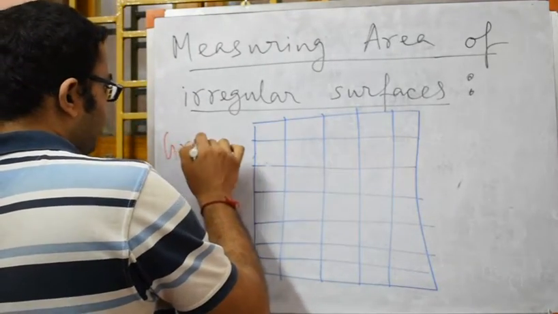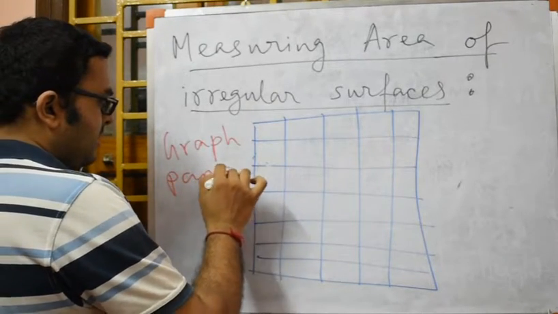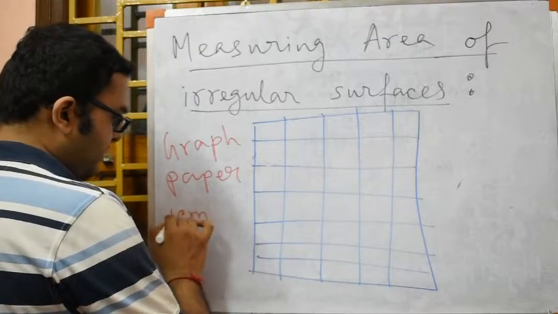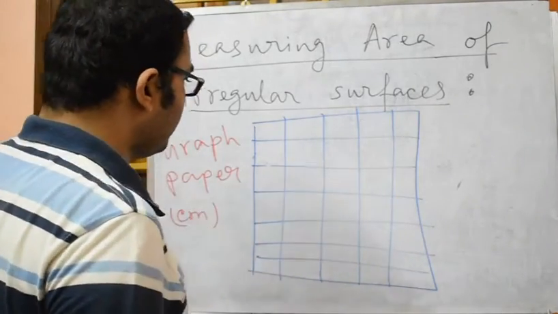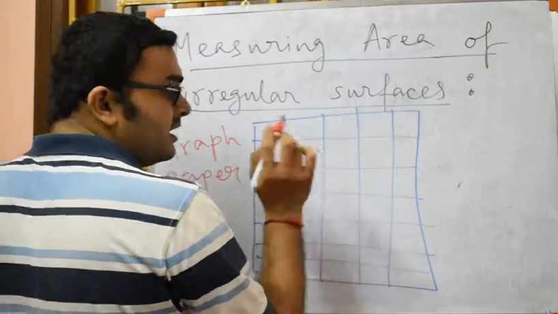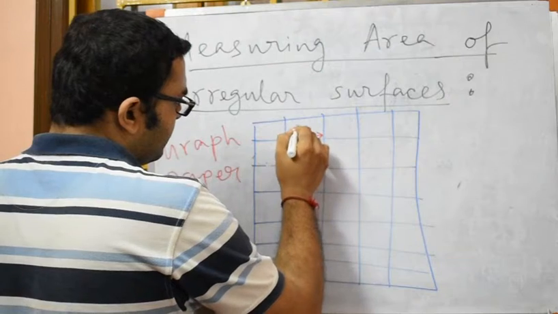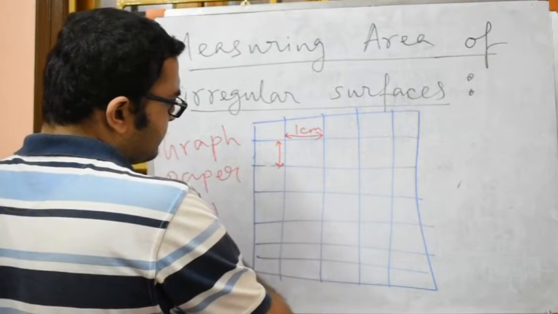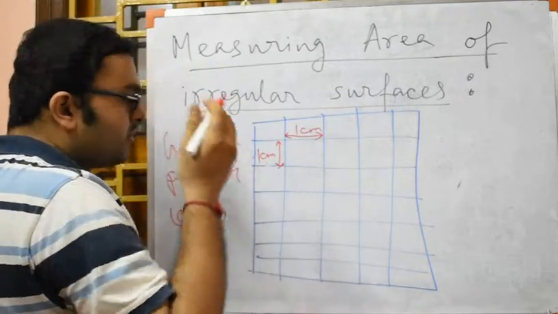This graph paper has its dimensions in centimeter, so this is called a centimeter graph paper. When I say centimeter graph paper, what is meant is that each box has a length of 1 centimeter, and breadth and length of these boxes are both 1 centimeter.